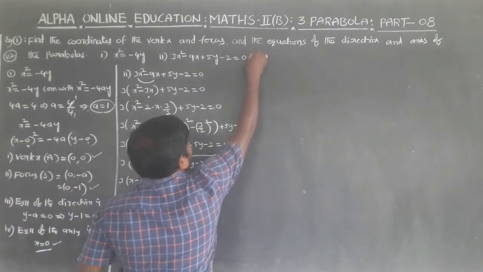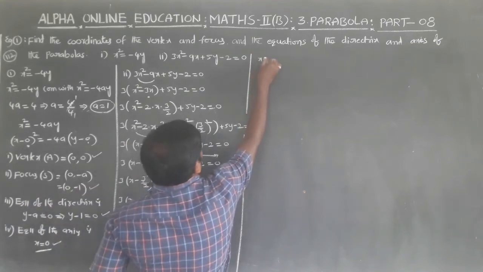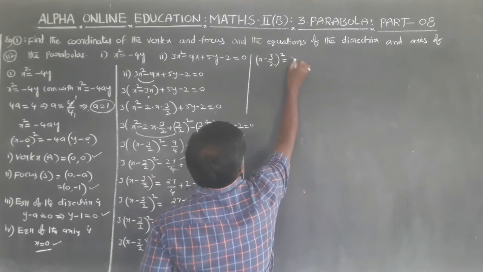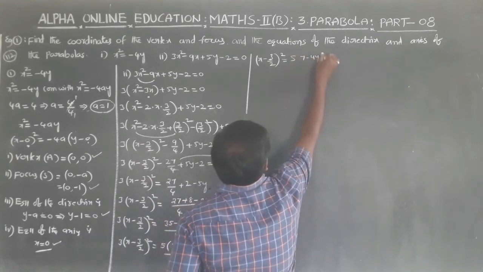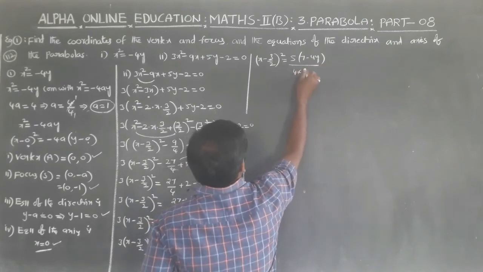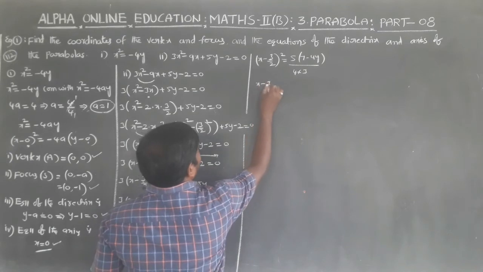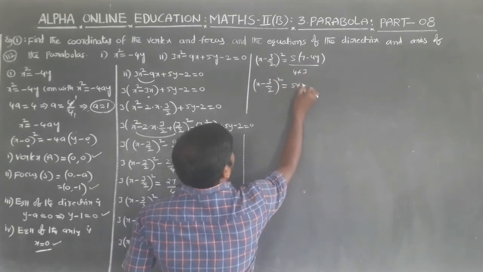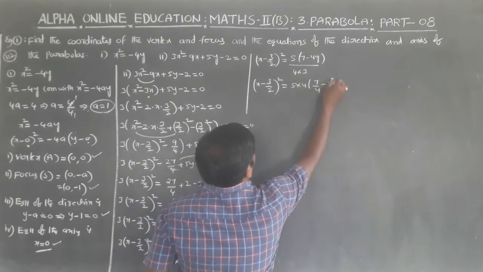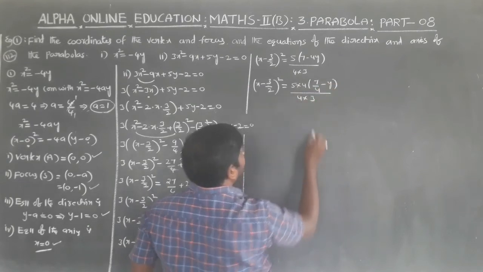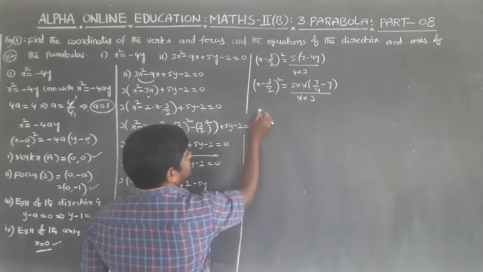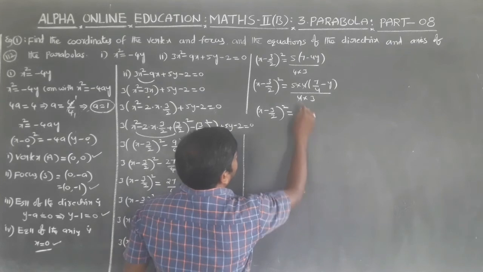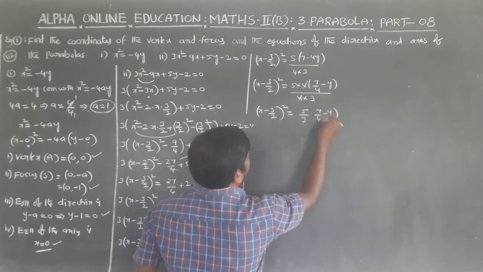Taking 3 to the right side, (x minus 3 by 2) whole square is equal to 5 into (7 minus 4y) whole divided by 4 into 3. Again 4 is common: (x minus 3 by 2) whole square is equal to 5 into (7 by 4 minus y) whole divided by 4 into 3. The 4s cancel. So (x minus 3 by 2) whole square is equal to 5 by 3 into (7 by 4 minus y).